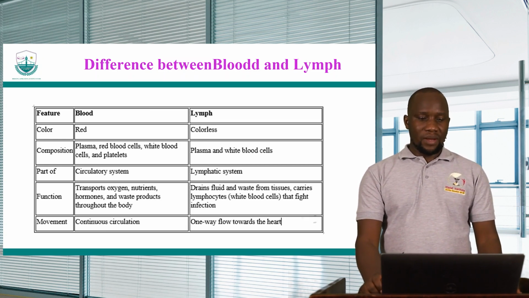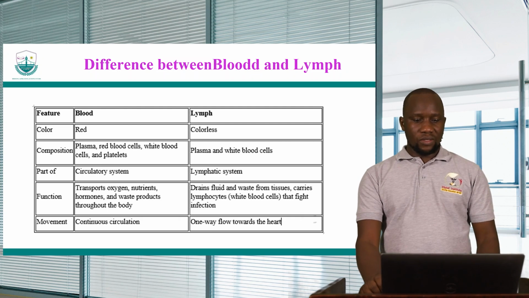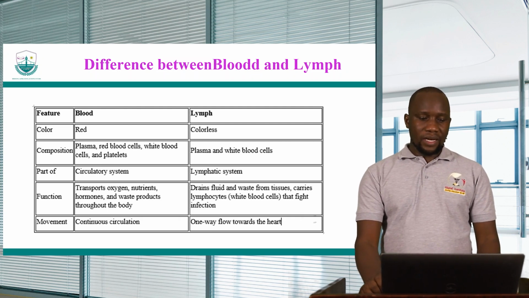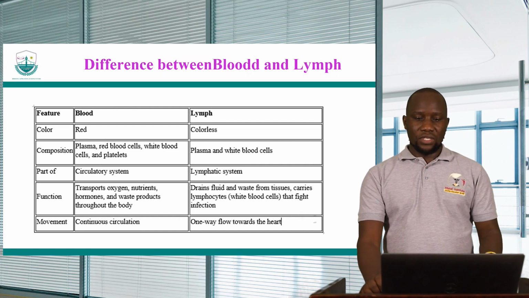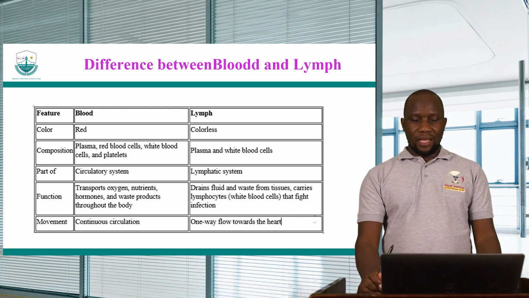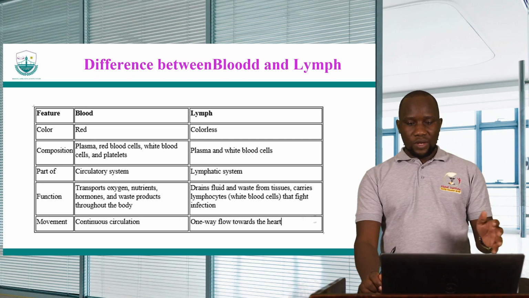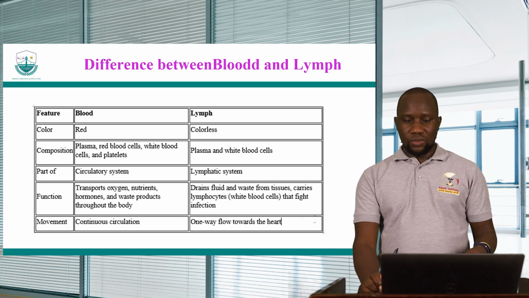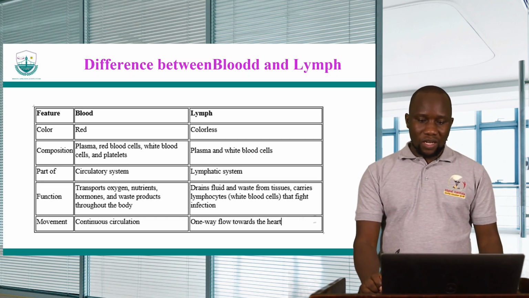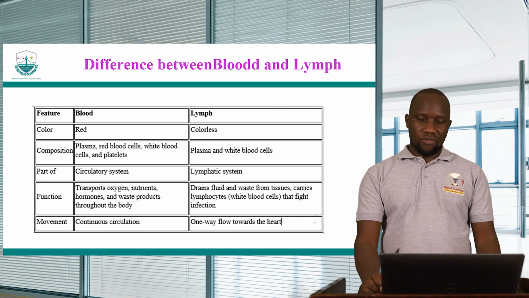What is being carried by blood includes oxygen, nutrients, hormones, and waste products throughout the body, whereas the lymph carries fluid and the waste from tissues and carries white blood cells that fight infections.